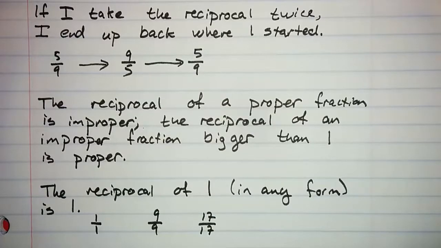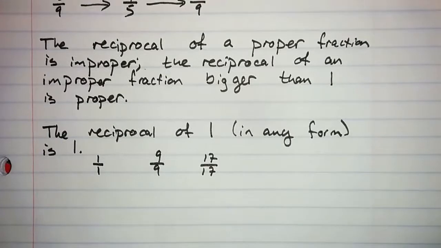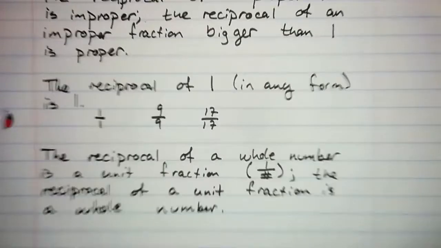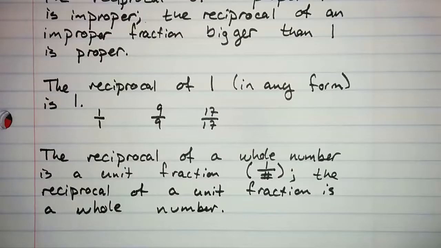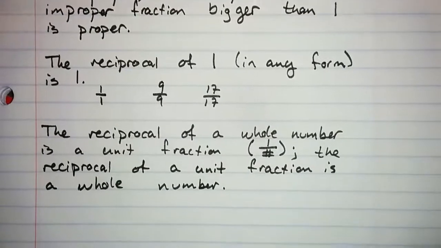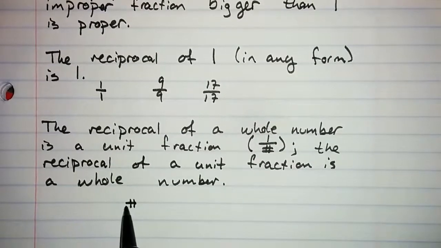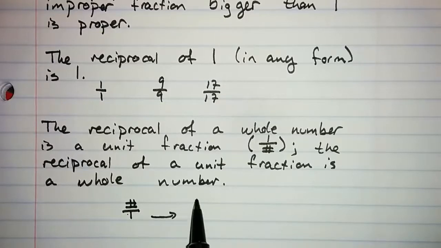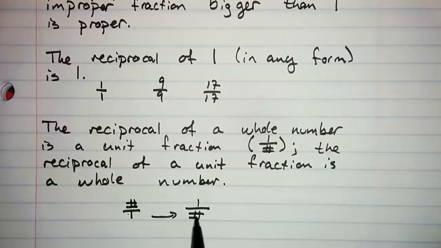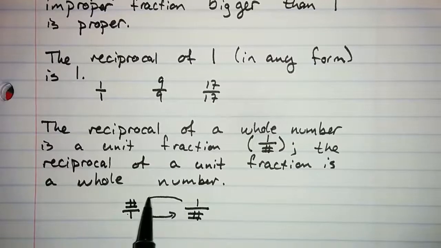The last obvious from looking property is the reciprocal of a whole number is a unit fraction, that is, 1 over some number. The reciprocal of a unit fraction is just a whole number. So if I take some number of wholes and take its reciprocal, I get 1 over that number. Take the reciprocal the other way round, I get some number of wholes over 1.